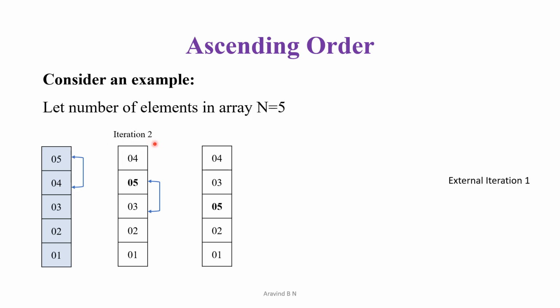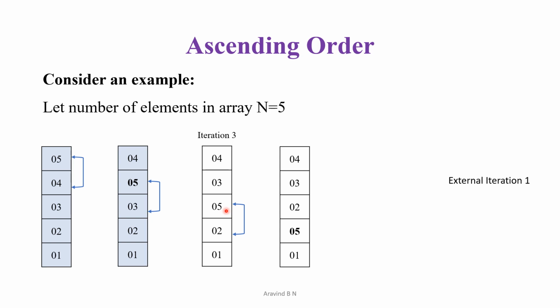Now in the second internal iteration, the value at this position, that is 5, and the value at this position, that is 3, are compared. Here again 5 is the higher value. Therefore there is an exchange between these two values. After that we are going to get this representation.